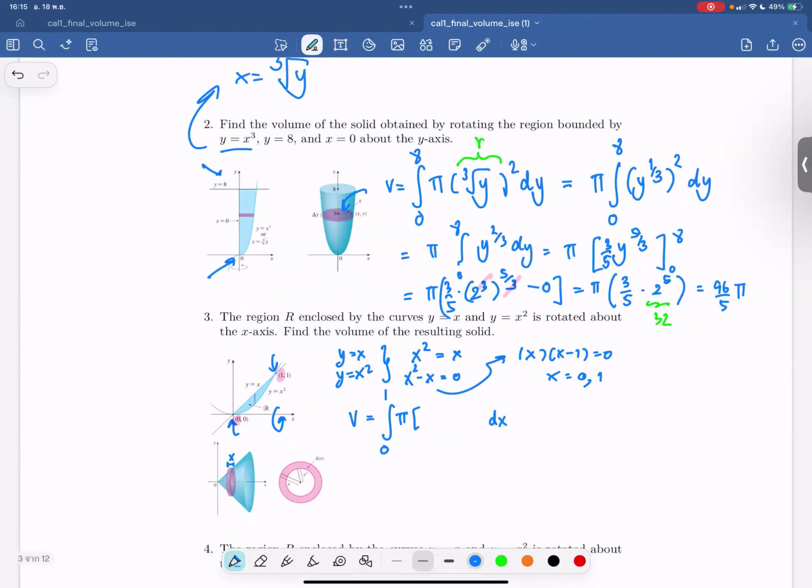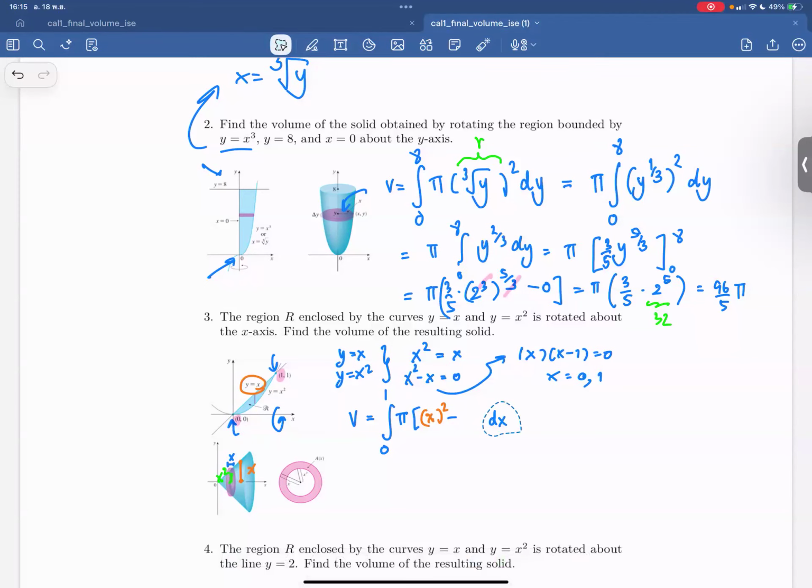The outer radius should be the function of the linear, right? So we need x over here. And then the inner radius should be the parabola value, so it should be x squared. So we put x squared here, which is the bigger radius squared, and then minus the inner radius squared. And the inner radius squared is x squared and then squared.